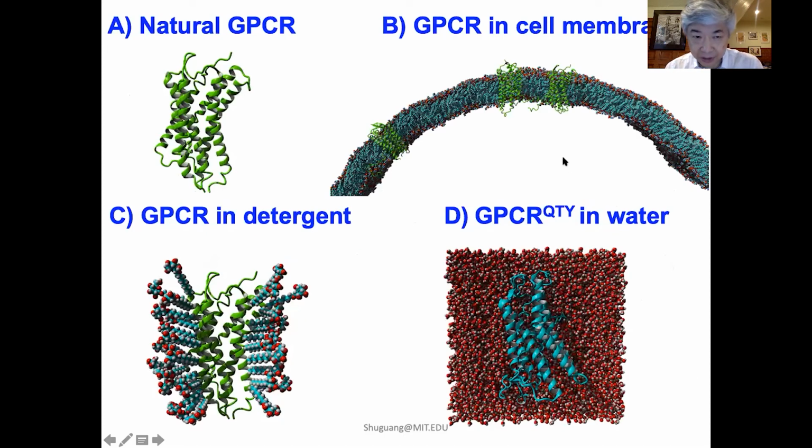So our idea is to take the membrane protein, labeled here in green, and remove it from the lipid membrane, making it totally water soluble. Without this change, we would need detergent to stabilize them outside the cell membrane. But our idea is to take them out of the cell membrane and make them directly soluble in water, from here to here. So this is very important.